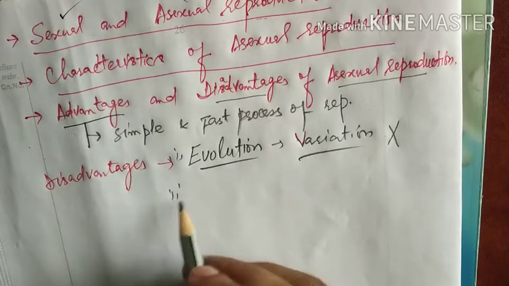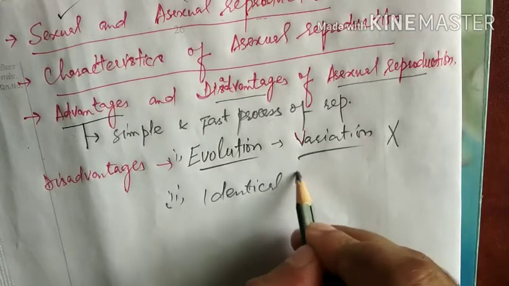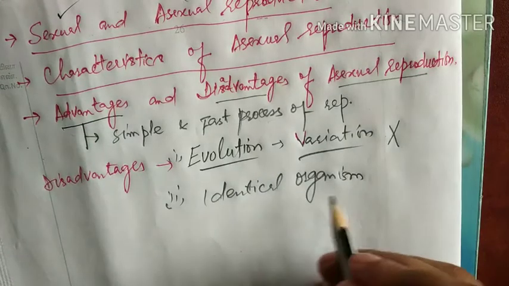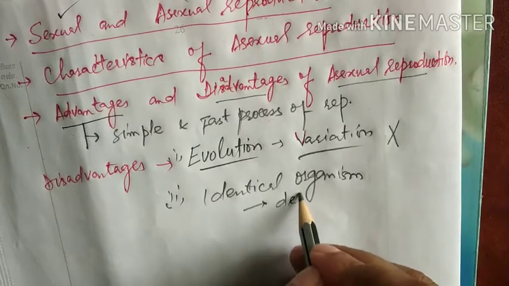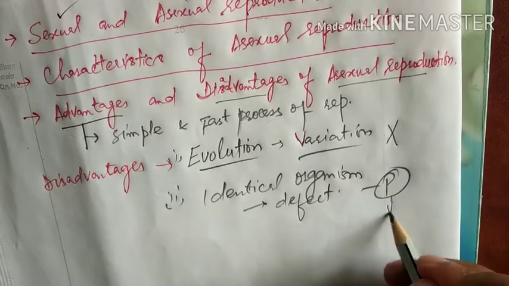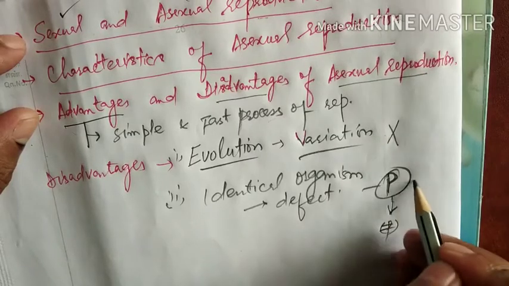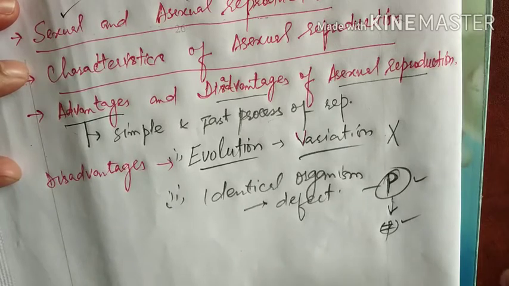Number two is that asexual reproduction produces identical organisms. We know this. When it produces identical organisms from generation to generation, if there is any defect in the parent, that defect can also be inherited by its progeny. The defect remains, because it is forwarded from the parent to the progeny. So this is also one of the disadvantages we see in asexual reproduction.